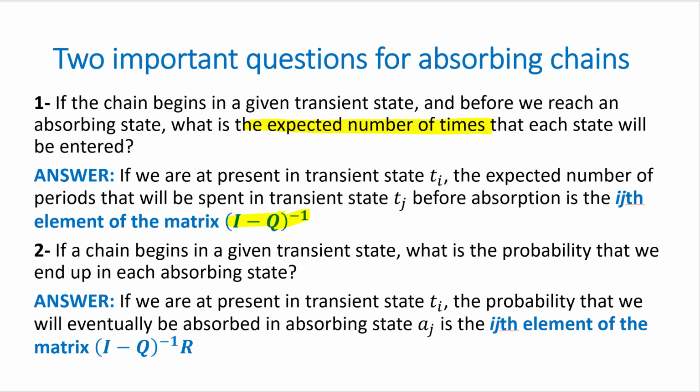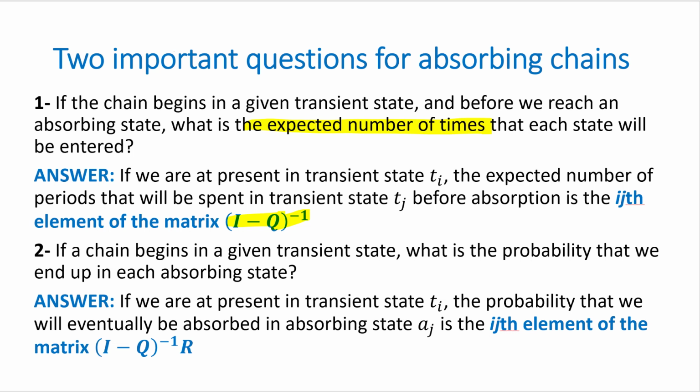For example, if someone's a junior now, for how many years will they be a partner before they leave the company? So just note that the first type of question is asking about the number of times you enter another transient state before you get absorbed.